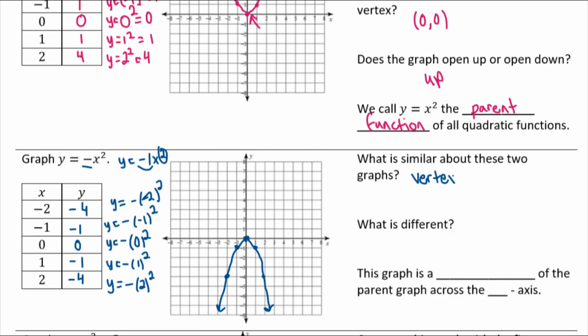So that's similar. And another thing that's similar is that they're the same shape. The amount that the first graph is going up, how quickly it's going up, is how quickly the bottom one is going down. So they have the same shape. And so the thing that's different is that it opens down instead of opening up.